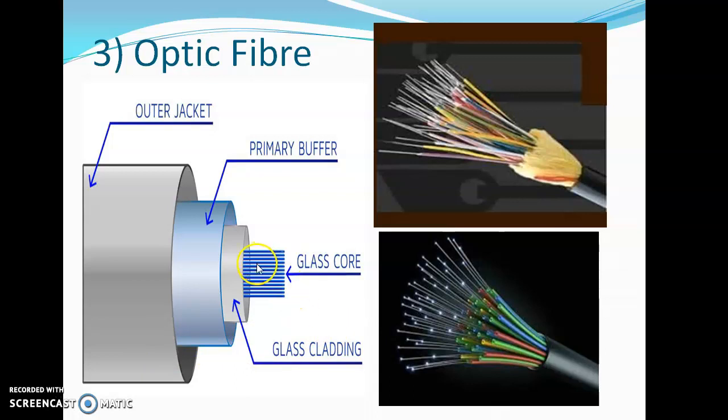Now, outside this you have an outer covering. This is called the glass cladding. This is to protect this glass filament from breaking down, because it's a glass. So in order to prevent it from breaking down, we have a glass cladding. And then on top of that we have this primary buffer. Primary buffer is just an extra covering to prevent breakage. And then outside that we have the outer jacket.